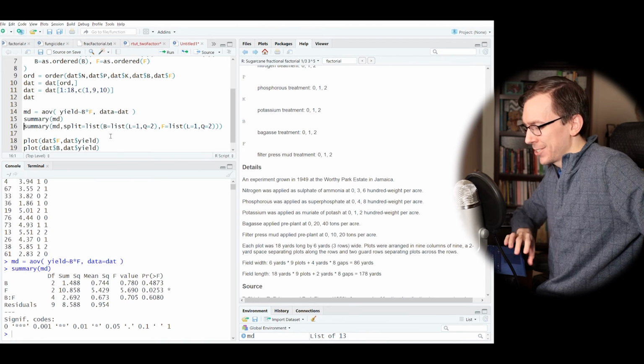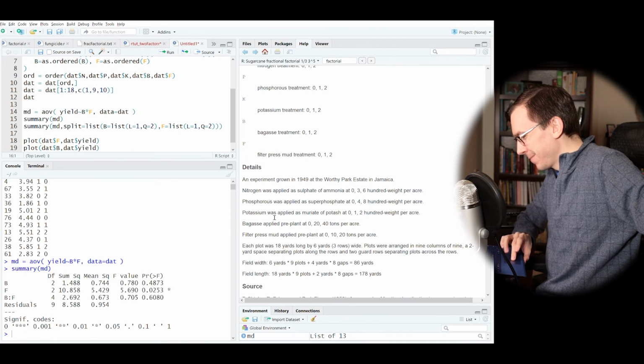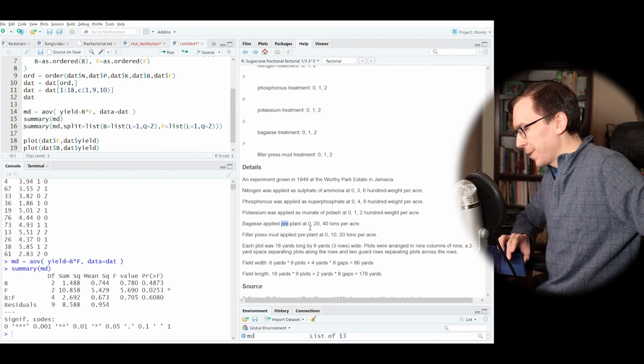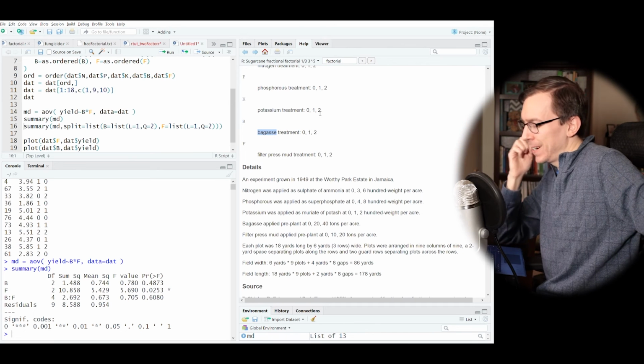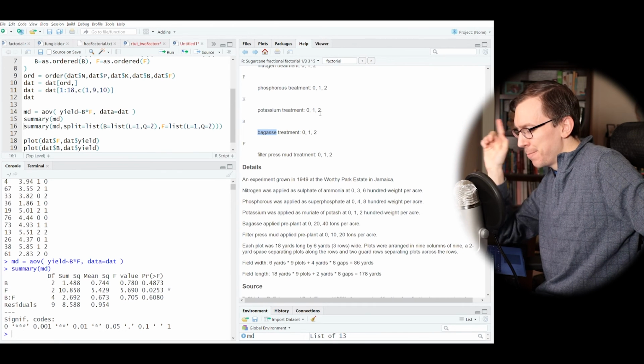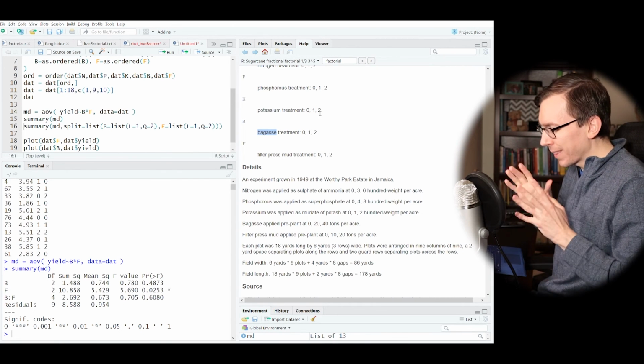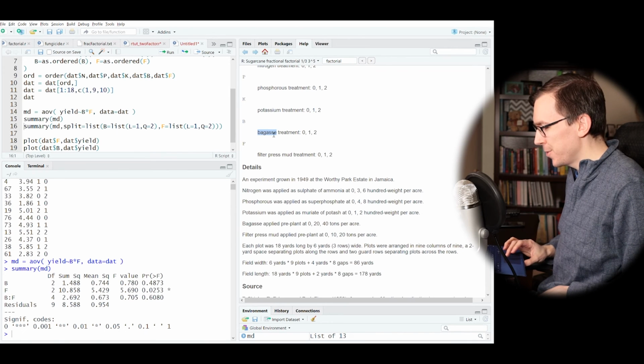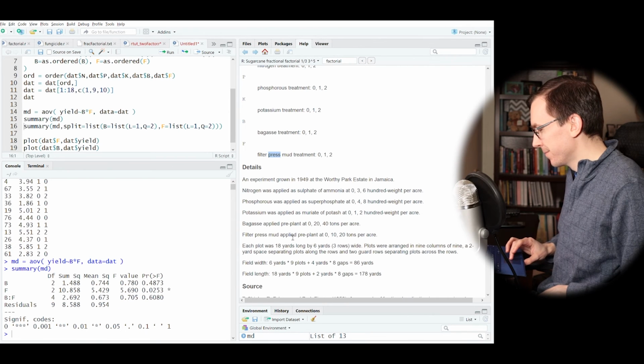Bagasse, I'm not actually sure what that is. Apparently it was applied pre-plant at various tons per acre. I'm going to have to look this up because I have no idea what it is, and now I'm kind of curious. But side tangent, the important thing to look at here is that we have our two factors, b and f, which is whatever filter press mud treatment is, also applied in tons per acre.